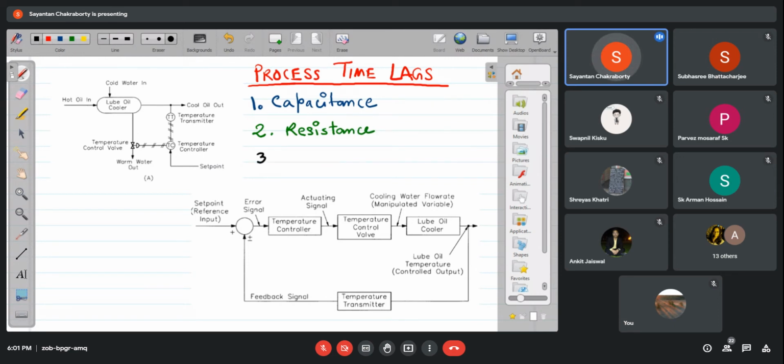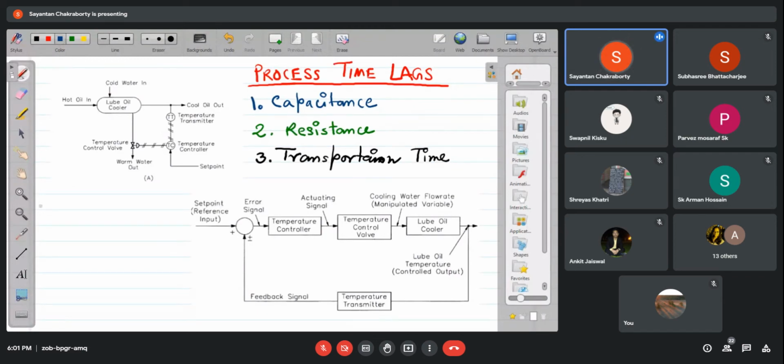Any guess what will be the third one? Anybody else? Certainly not. You'll get to know. Transportation time. Okay, you'll get to know. You'll get the idea when I define these things.